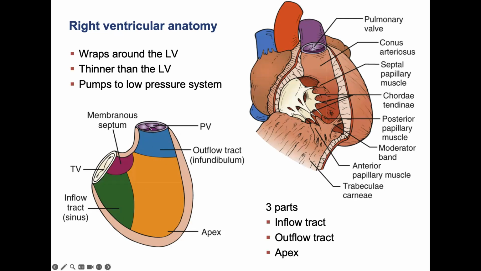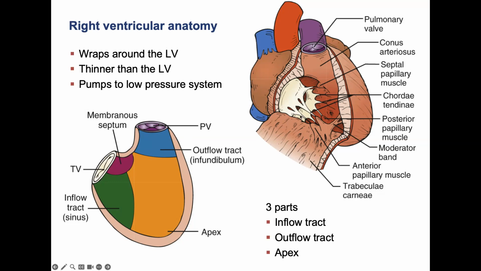This is important to note when we do the parasternal long axis view, because the ultrasound beam is going through the right ventricular outflow tract. So we call it the RV, but it's really just this tiny blue section here, the outflow tract. Also, the right ventricle is thinner than the left ventricle, and it pumps to a low pressure system. It's only pumping to the lungs, and therefore it doesn't have to create those great pressures that the left ventricle does.